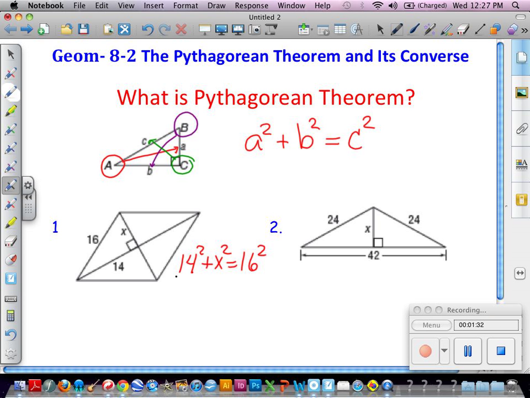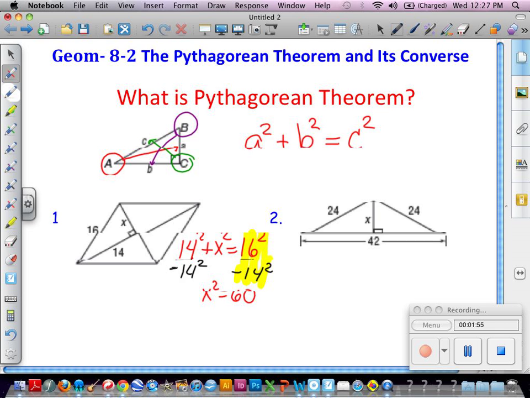I would not go ahead and square these numbers, people. Just go ahead and move your 14 squared to the other side. Now with your calculator, take 16 squared minus 14 squared. That's going to get you 60.